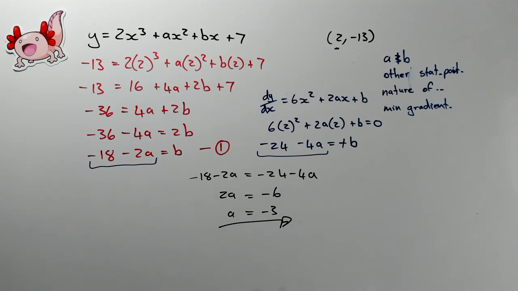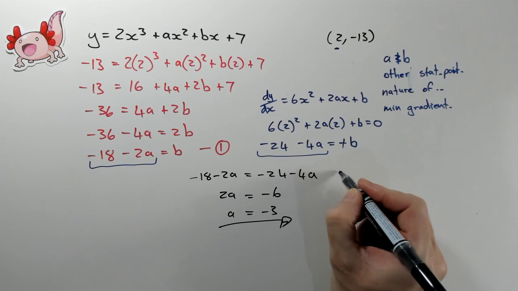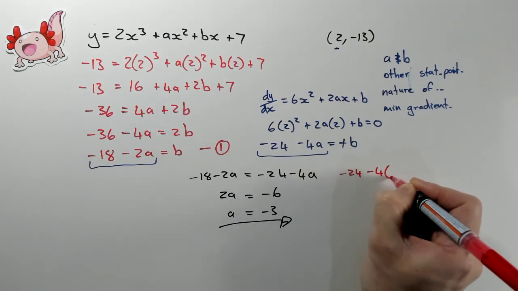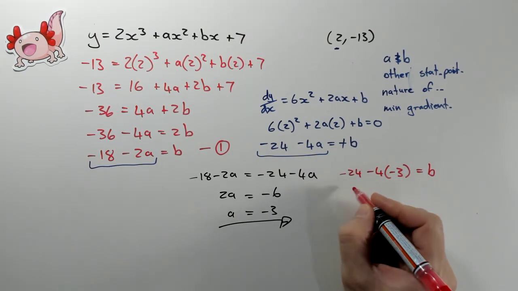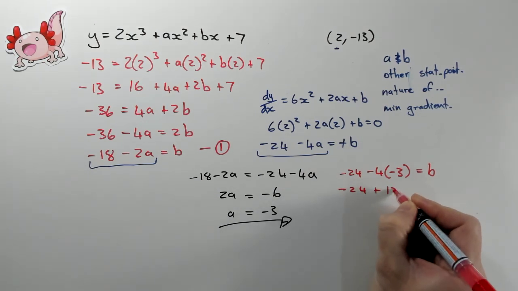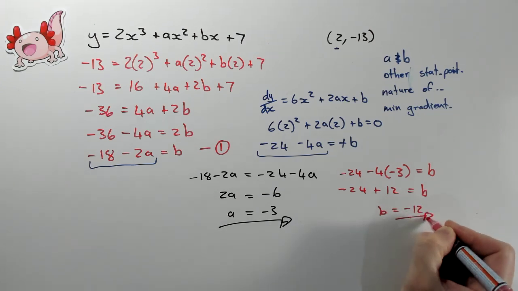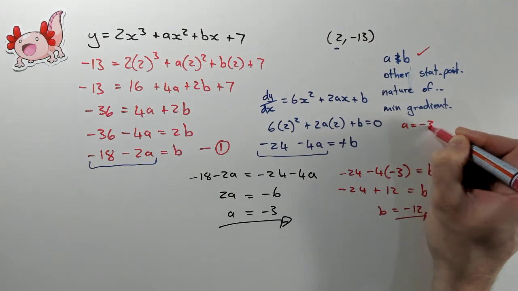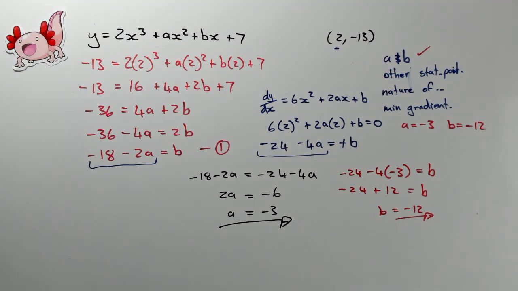And now I can input that anywhere. Let's just put it into this one. That should be fine. -24, -4 times -3 is going to be b. And then -24 plus 12 is b. So b should be -12. Okay, cool. So we found A and B. I'm just going to write A is -3 here and B is -12. Okay, so that part's done.